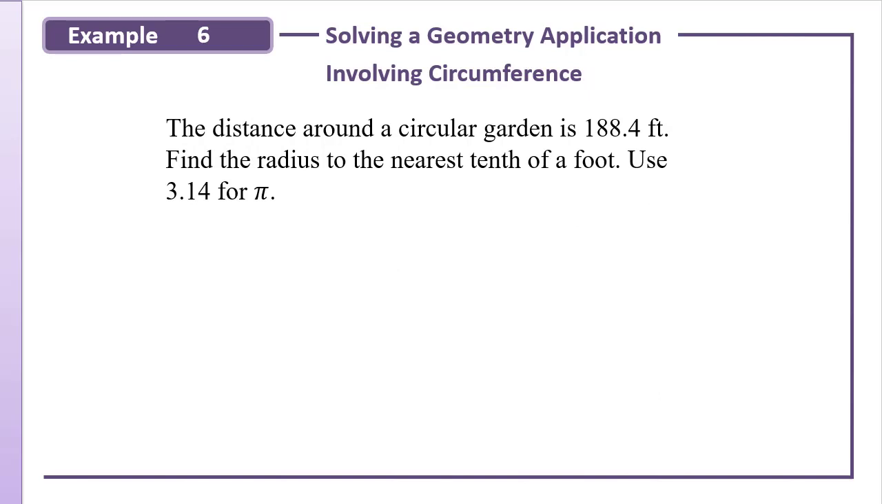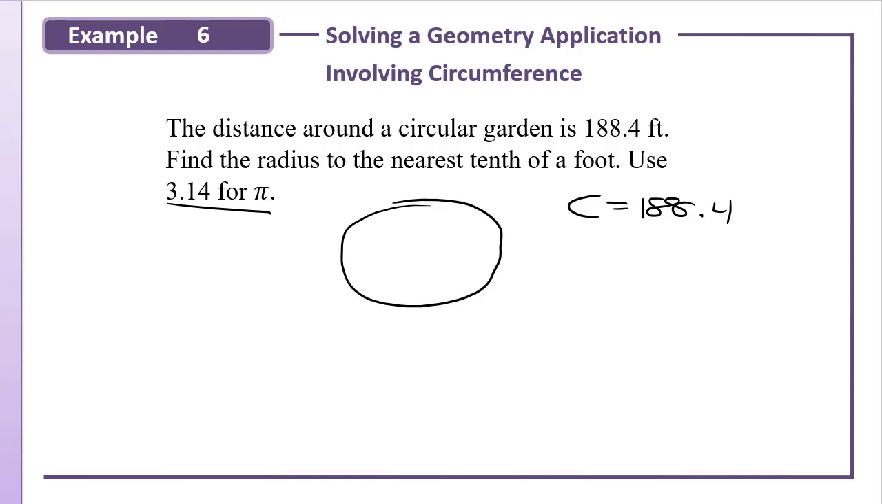The distance around a circular garden is 188.4 feet. Find the radius to the nearest tenth of a foot, and they tell you to use 3.14 for pi. So they're talking about a circular garden. So here's my circle. And they tell me the distance around it is 188.4. And you go, okay, well, that's circumference. Circumference equals 188.4. And they want us to find the radius, right? So we're looking for the radius.